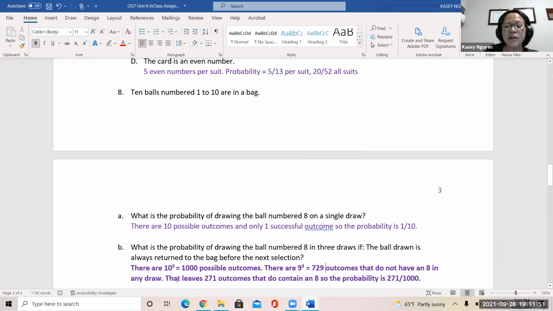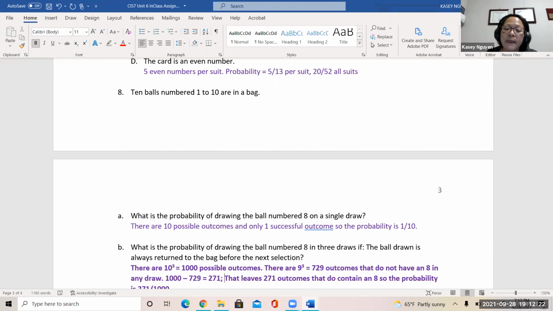And then we would then leave 271. So how did I get this number, 271? I would take 1,000, I subtract 729, which gives me 271. And that leaves 271 outcomes that contain an 8.